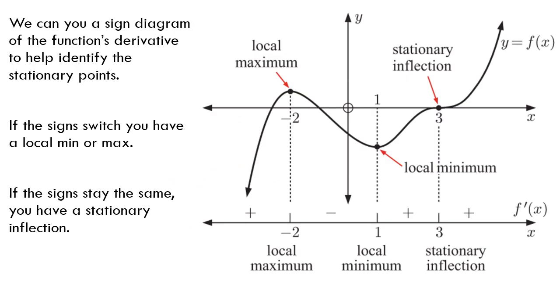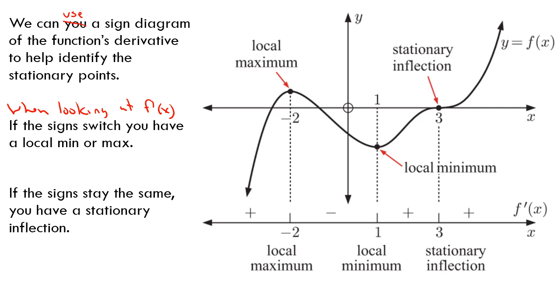Okay, so our next thing we're going to look at is using sign diagrams to help us figure out where we have local maximums and minimums and stationary inflections. So it says we can use a sign diagram of the function's derivative to help identify stationary points. When looking at the derivative, if the signs switch, you have a local min or max.